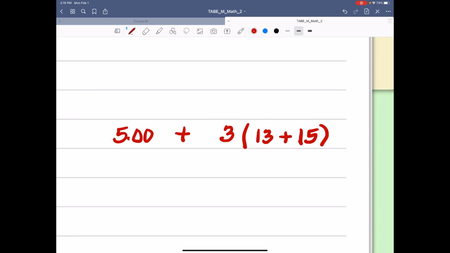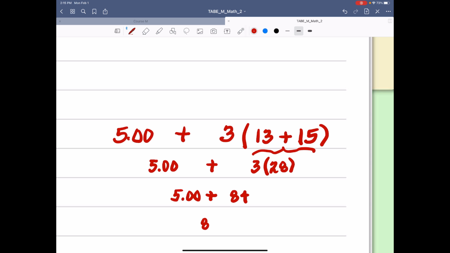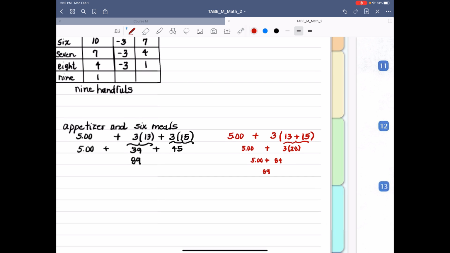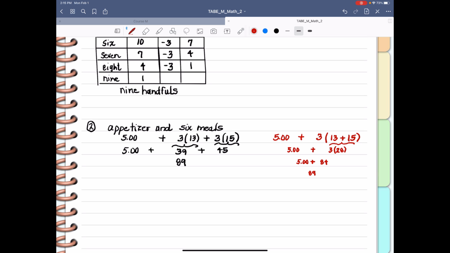With this one, I have to do parentheses first, so I would get 28. And then I would have to multiply before I can add. So I would have $5 plus, let me grab my calculator. I don't want to even try it in my head. You guys know how I am. I think I could do this one in my head, but let's just be safe. 84. And sure enough, that is $89. So either way you set this problem up, it's going to work. The question is, how did they set it up?